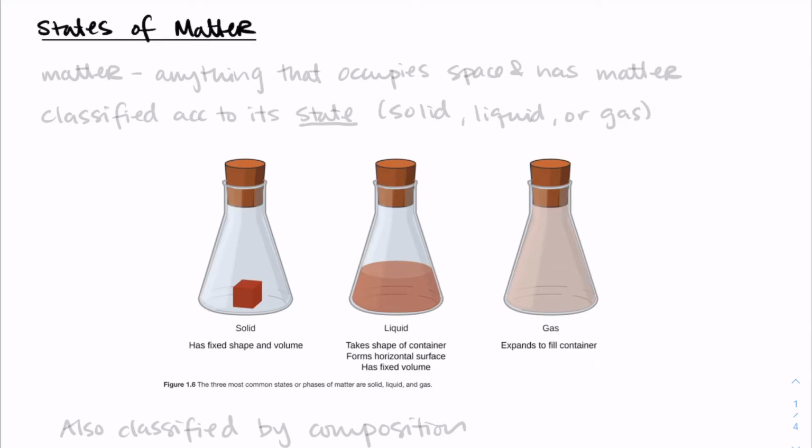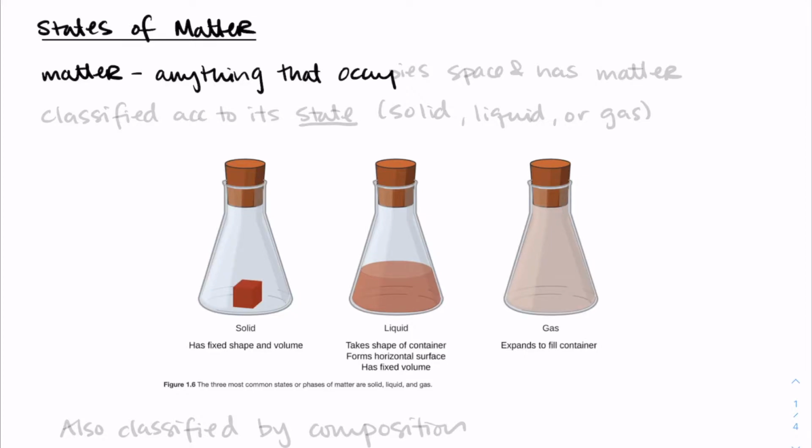So, in chemistry, we study matter. So, let's talk about how we find matter in the world. And the place that we'll start here is with states of matter. And matter is anything that occupies space and has mass. It's classified according to its state.